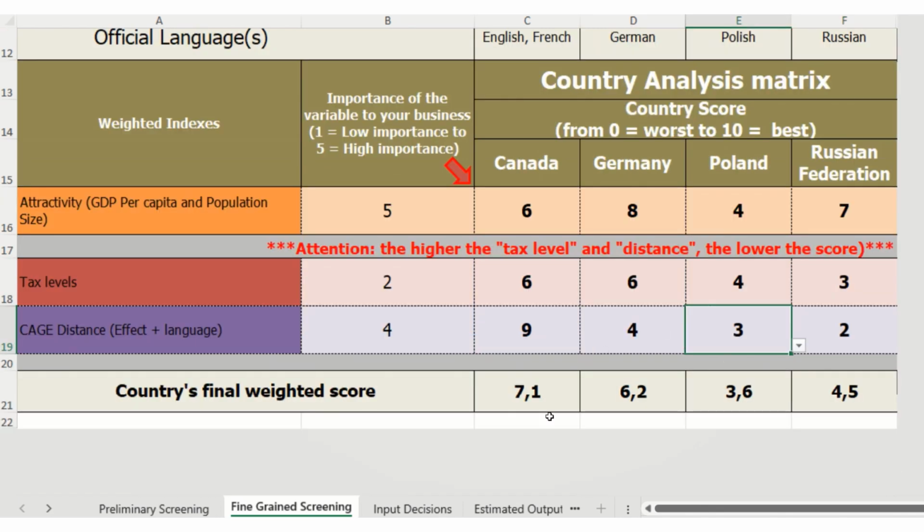With this score, the final country that I should select is the one with the high score. In my case, I should select Canada for my analysis.